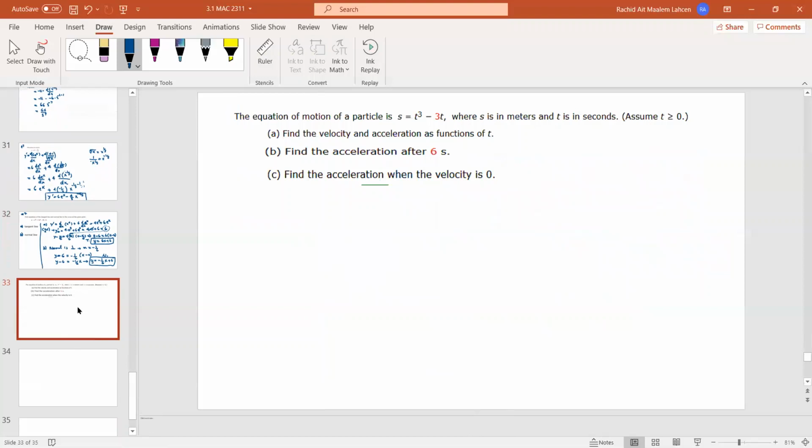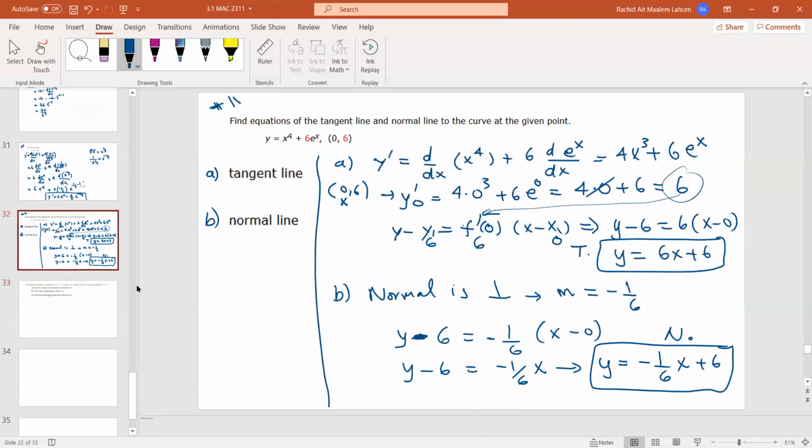Of course you can pause the video and check back, but you see the question is about this point, the tangent line and the normal line to the curve at this given point. And of course, the normal line is the perpendicular line at that point. So if this is a tangent, then the normal is going to be something like this.